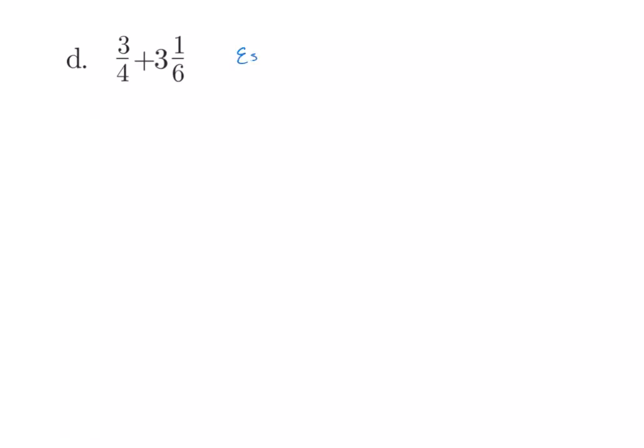For our estimate, 3/4 is bigger than 1/2, so we're going to round up to 1. 1/6 is less than 1/2, so we're going to round down to 3. And if we add, we get 4. All right, let's convert to improper.